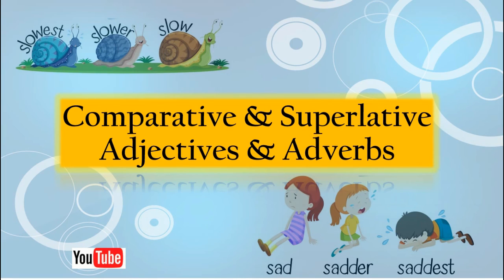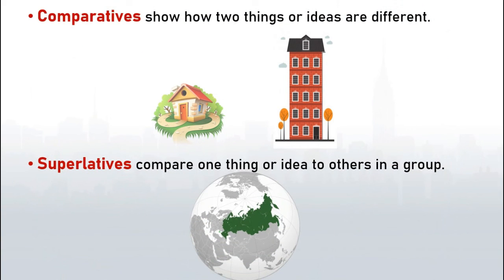Before starting with the grammar part of this topic, I'm going to tell you the definition of comparatives and superlatives. The topic for today is comparative and superlative adjectives and adverbs. Comparatives show how two things or ideas are different. Superlatives compare one thing or idea to others in a group.